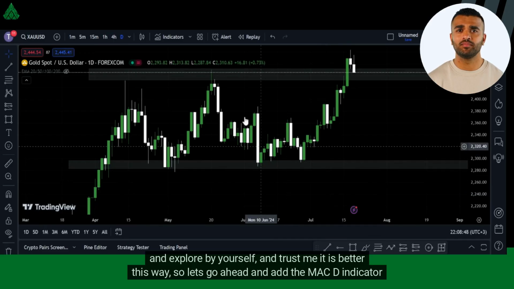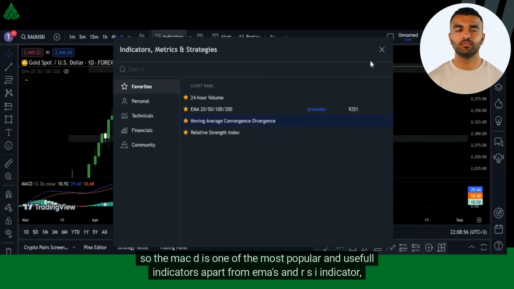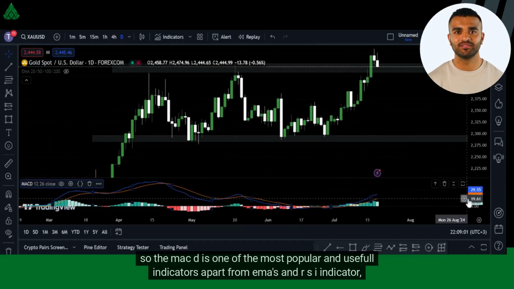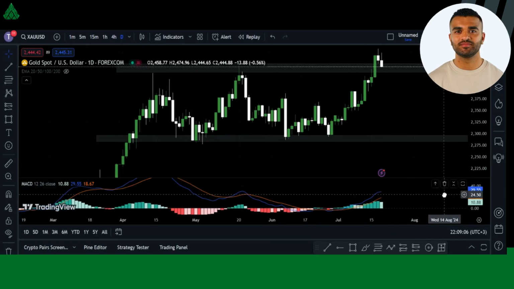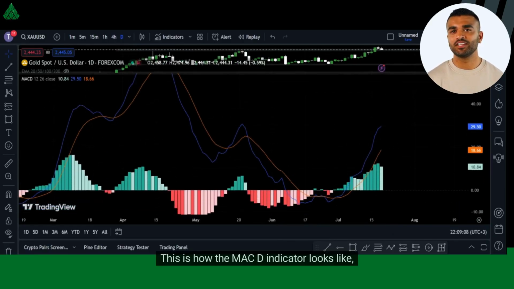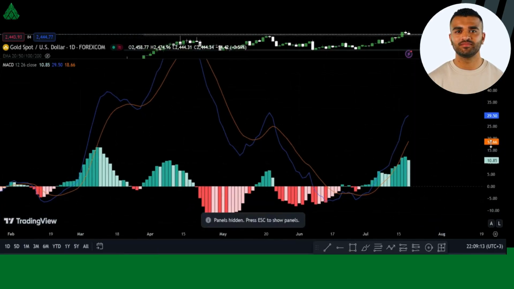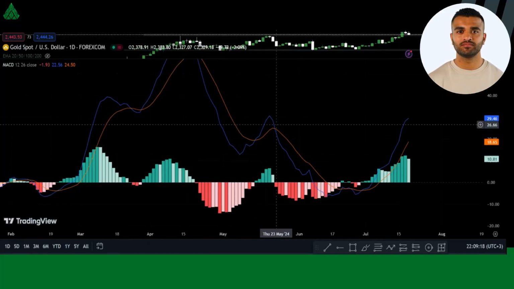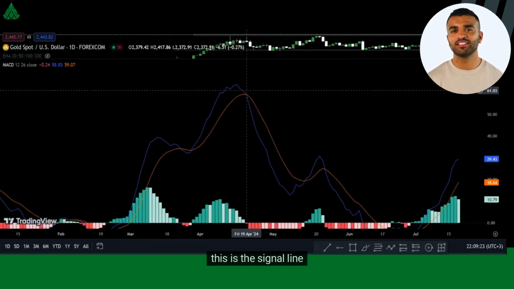So let's go ahead and add the MACD indicator from the Indicators tab. Here, the Moving Average Convergence Divergence Indicator. So the MACD is one of the most popular and useful indicators apart from EMAs and the RSI indicator. This is how the MACD indicator looks like. This is the histogram. This is the signal line.